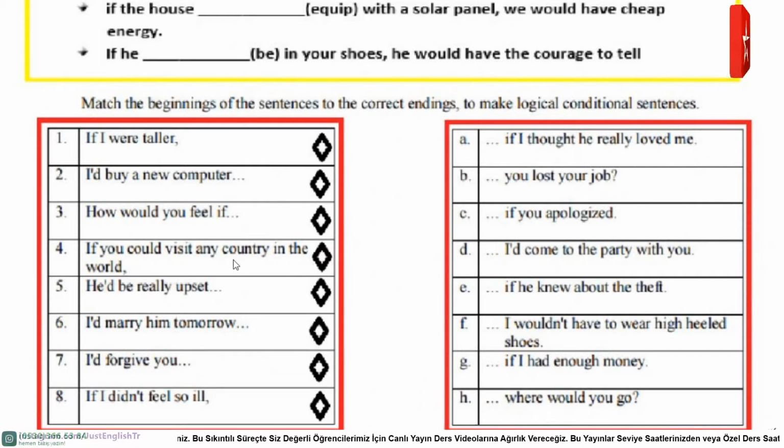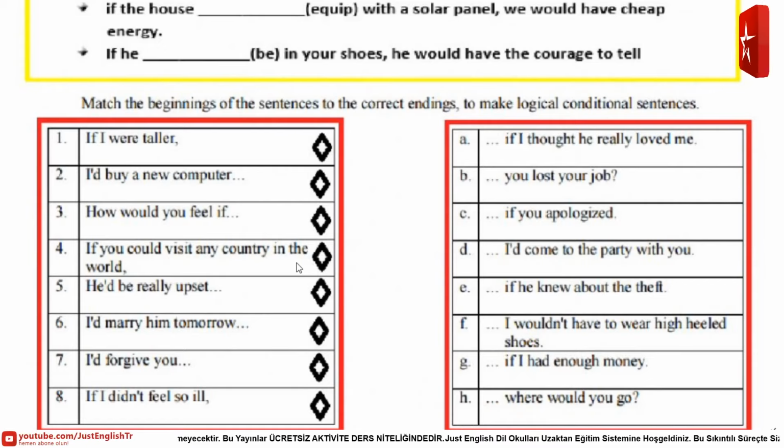If you could visit any country in the world, which one? Yes, age is the correct answer. Where would you go? If you could visit any country in the world, where would you go? How can we answer this question? If you could visit any country in the world, where would you go?